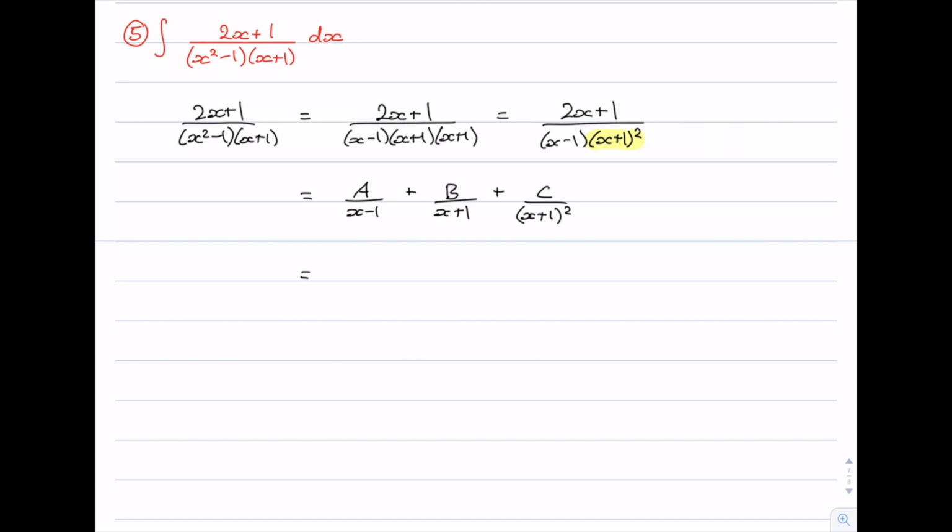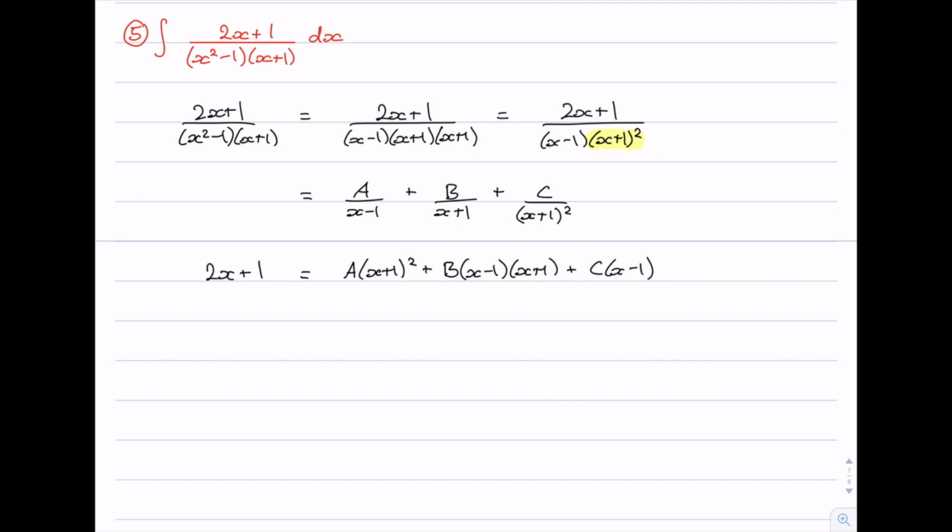So the common denominator will be x minus 1 times x plus 1 all squared. So we need A times x plus 1 squared, plus B times x minus 1, x plus 1, plus C times x minus 1. Now that's going to be the numerator of our fraction. Now we can compare that numerator to the numerator of the left-hand side, which is 2x plus 1. So now our job is to find A, B, and C.